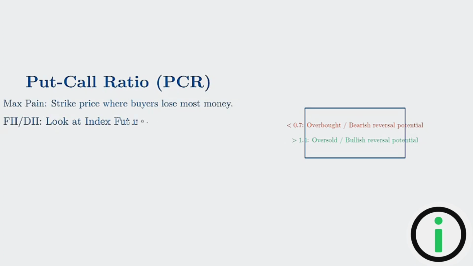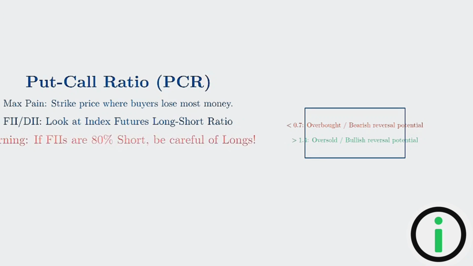We also track FII and DII data. Foreign institutional investors, or FIIs, are the big movers. We don't just look at their net buying or selling in the cash market, we look at the index futures long-short ratio. If FIIs are 80% short on futures, you should be very careful about taking long positions, regardless of what the 5-minute chart says.